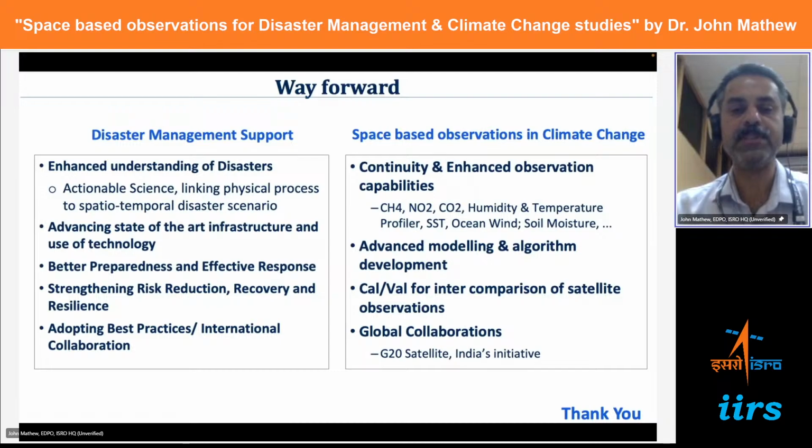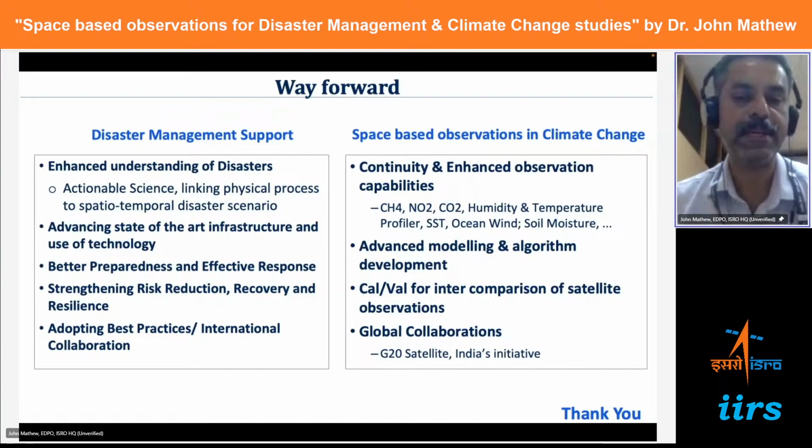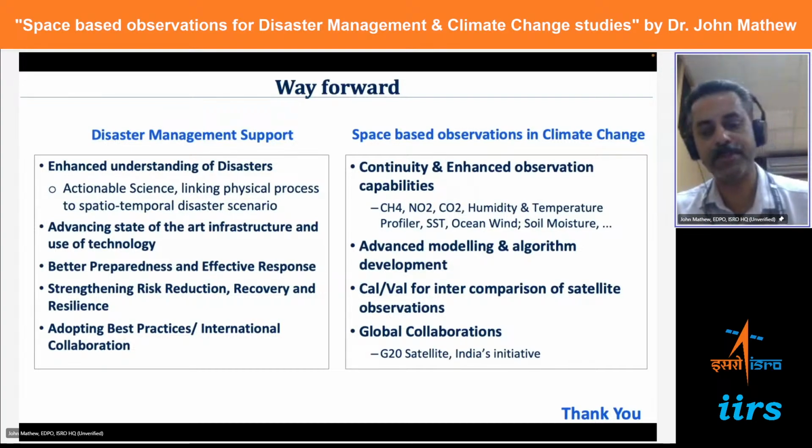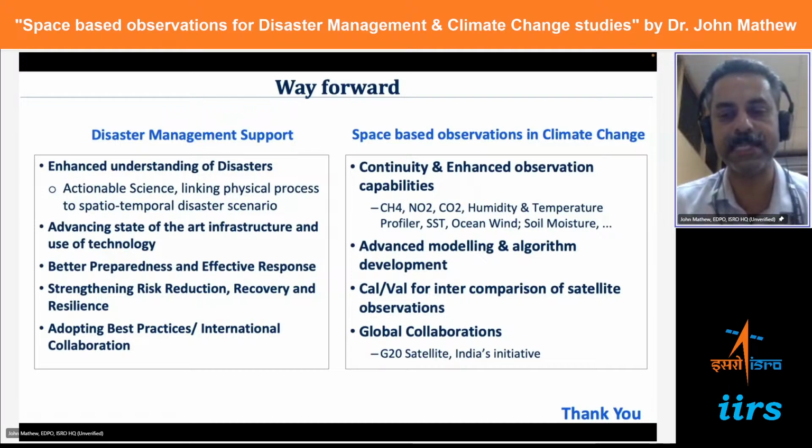Then it is also important to do intercomparison of satellite-based observations, since these parameters are global in nature. We need to compare our observations with whatever observations we are getting from other global constellations. And collaboration with other space agencies is also important. I would like to mention that under India's leadership in the G20 initiative, one G20 satellite is proposed, which will give very good observations. Many payloads related to atmospheric observations are planned in this G20 satellite.